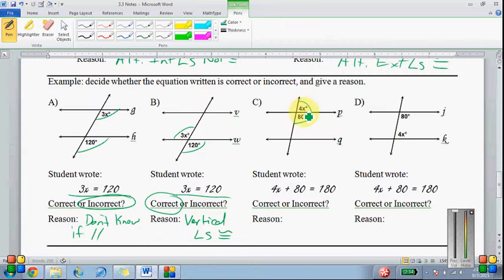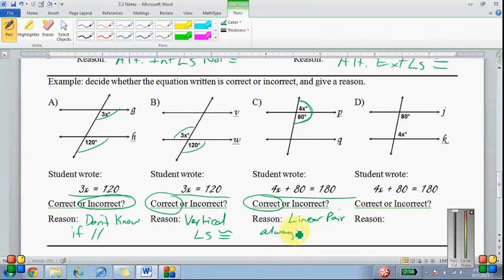Here, 4x and 80 make a linear pair. 4x plus 80 equals 180. Straight line, linear pair, always equals 180, whether the lines are parallel or not. So this is correct because a linear pair always equals 180 degrees.